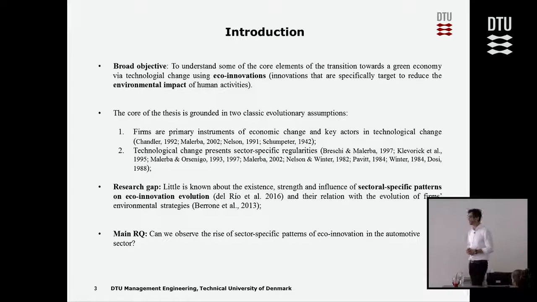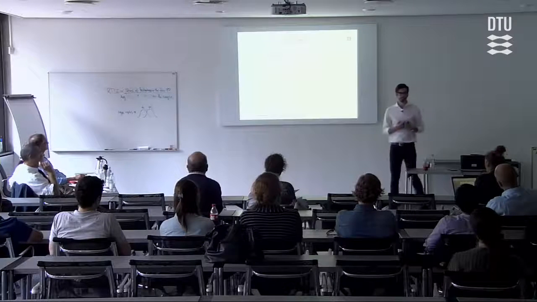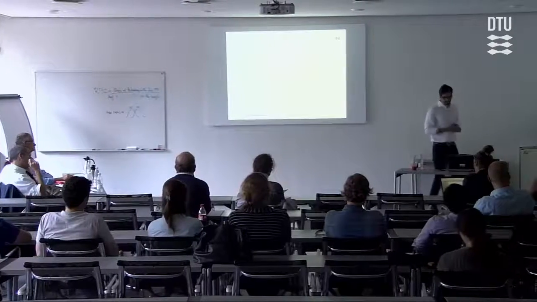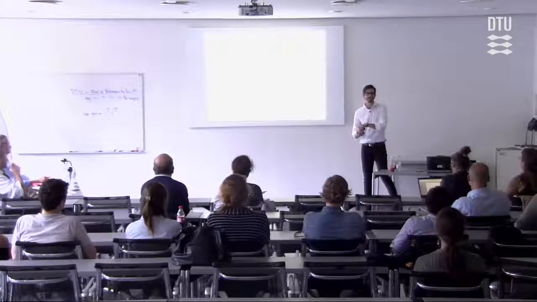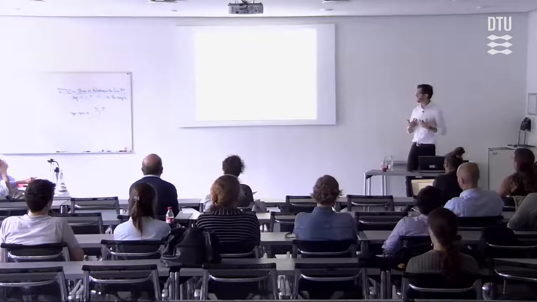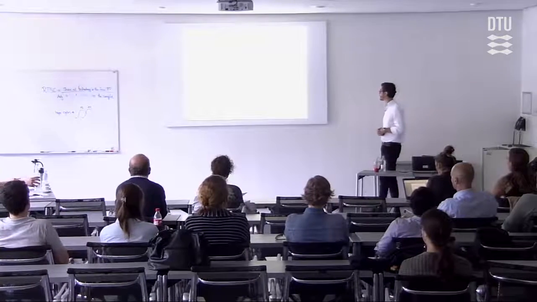The core of the thesis uses 2 classical evolutionary assumptions. First, that firms are core instruments of economic change and key actors in technological change. And second, that technological change presents very specific, sector-specific elements. Although these 2 assumptions have been broadly discussed for innovation in general, there's still a gap in the discussion of these 2 assumptions in the context of eco-innovation. And that's exactly this gap, or part of this gap, that we want to discuss today.